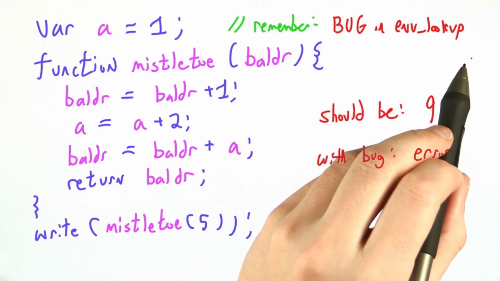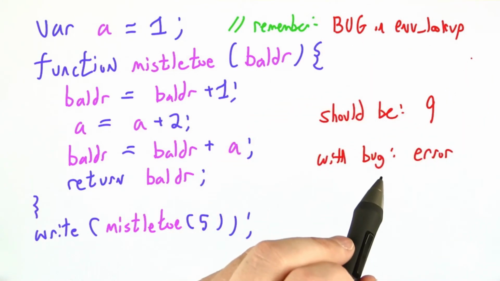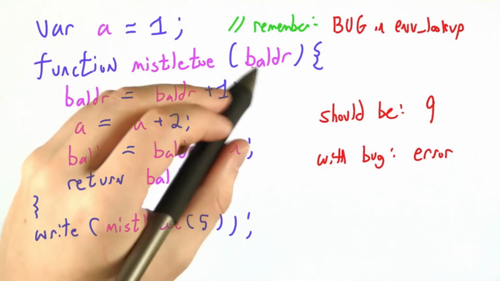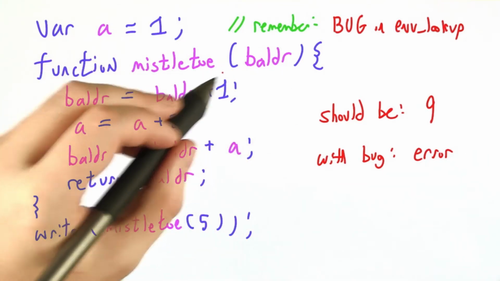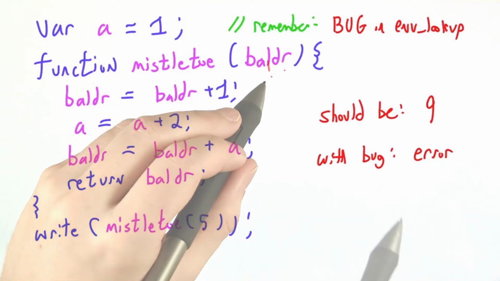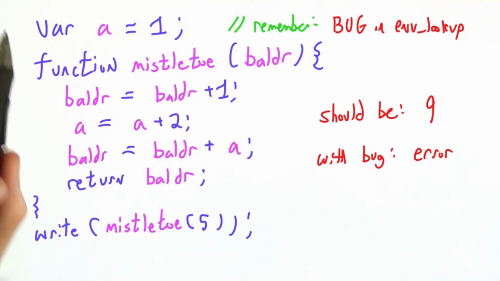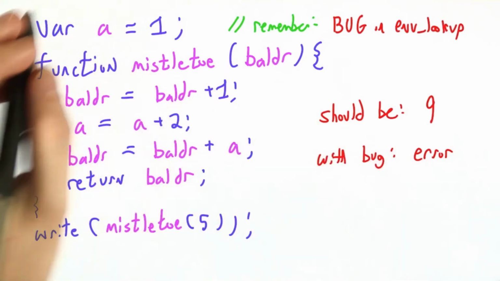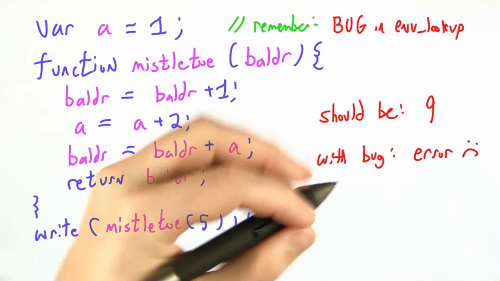However, with the bug, we're going to get an error because at some point we'll try to look up this variable A, and it won't be in our current environment frame. Current environment frame only has Balder. And instead of looking it up in our parent frame, we'll just return none, and then we'll try to add none to numbers, and we'll get the wrong result. We will be super sad.